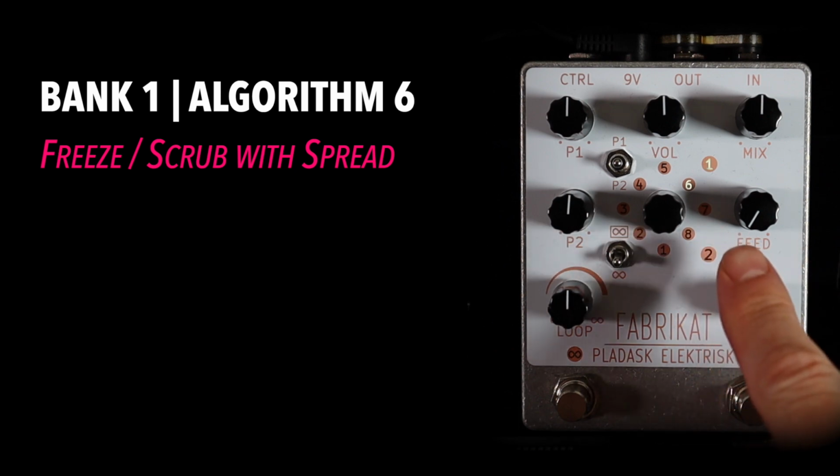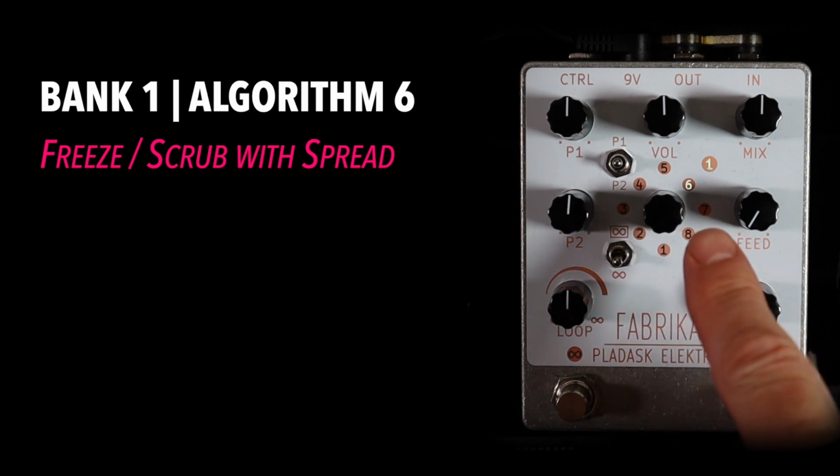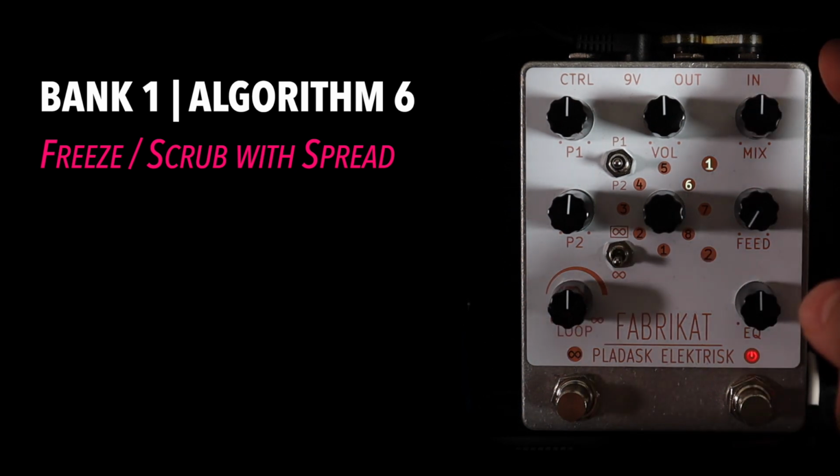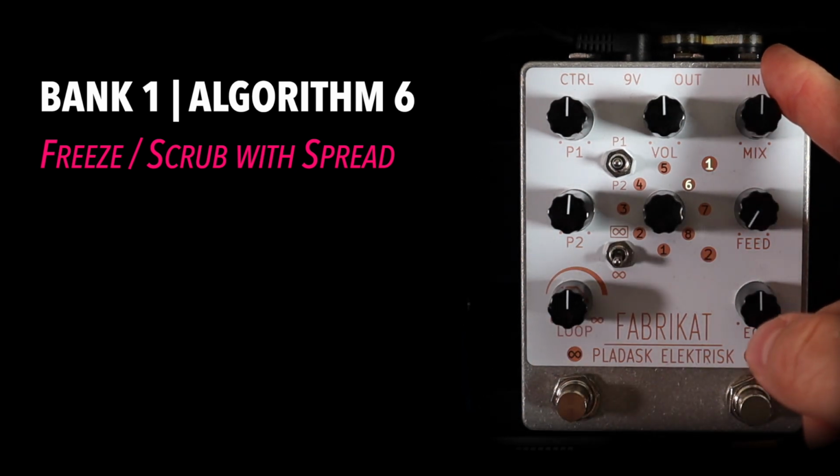Okay, now we're on algorithm number 6, and this is called the freeze scrub with spread. Okay, so let's just listen to it. Again, we have the same loop. So just kind of the basic setting of the pedal. It almost sounds like a weird glitchy reverb sitting behind it. But again, I'm going to crank the mix. You can really hear what this thing's doing.